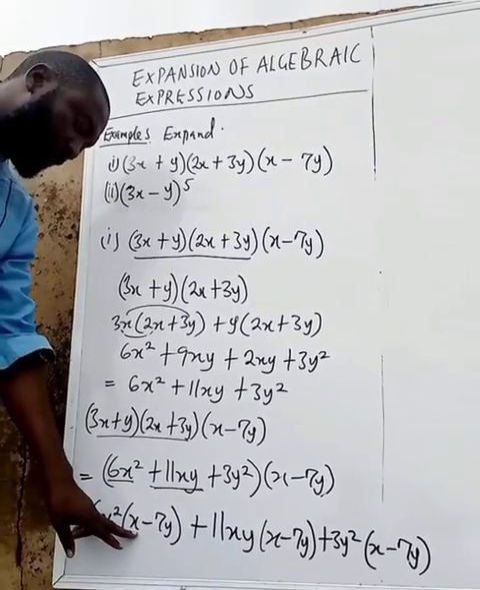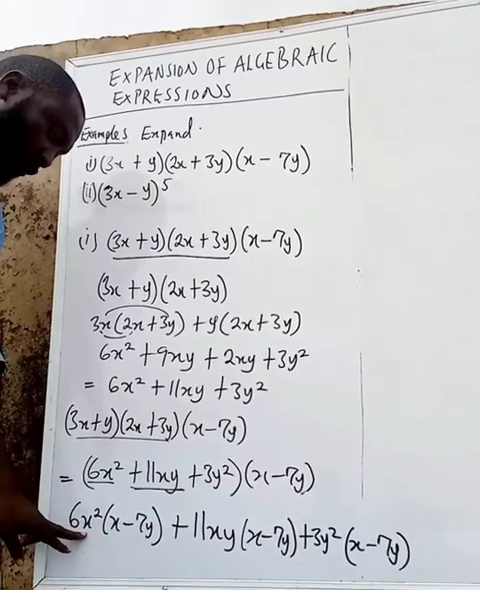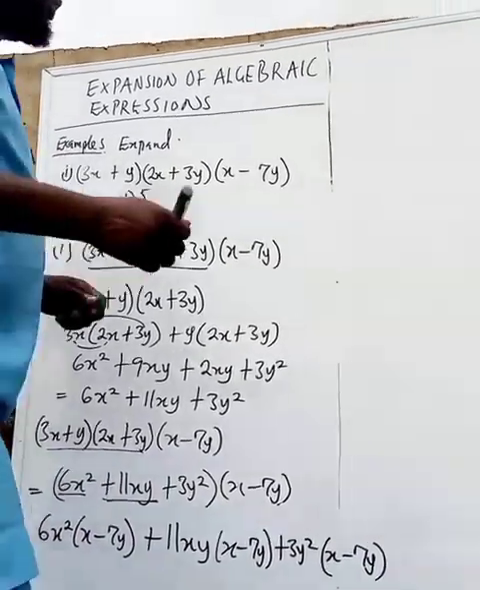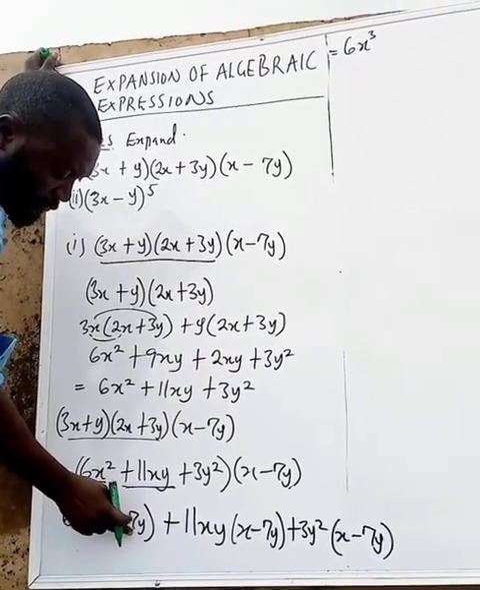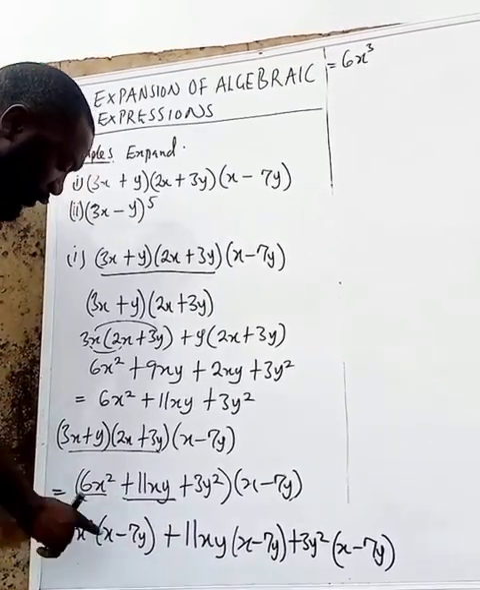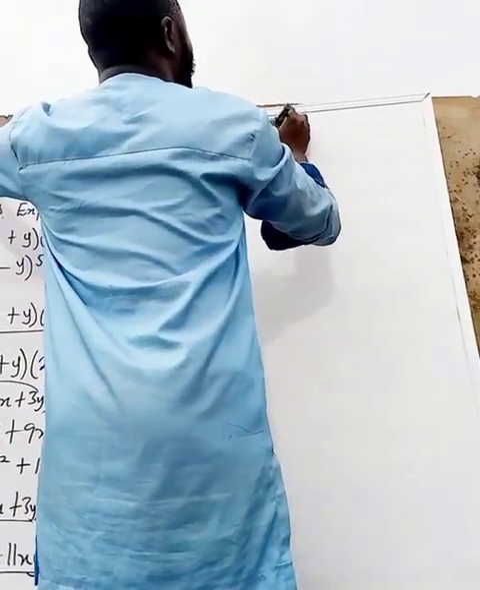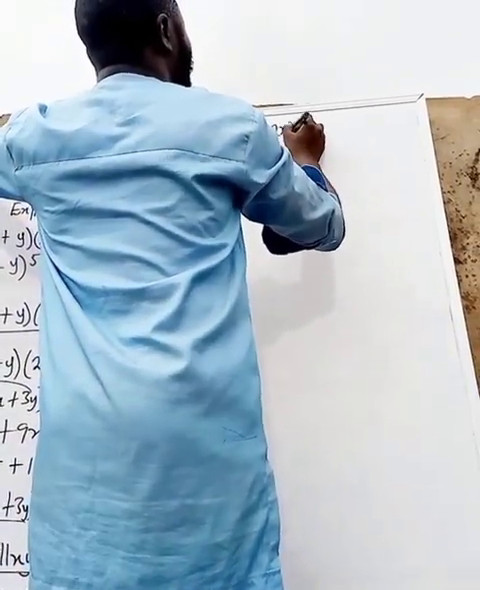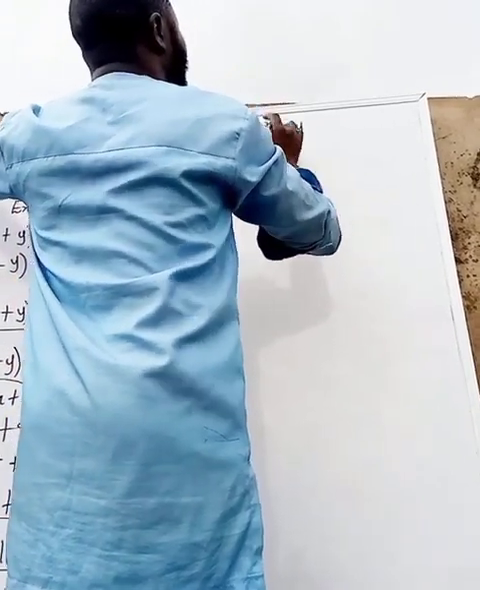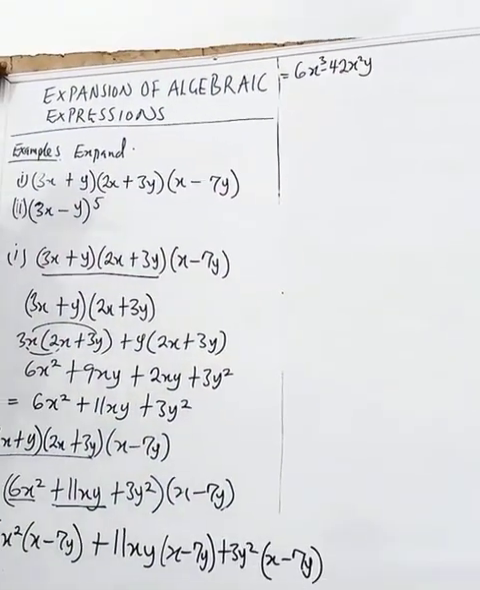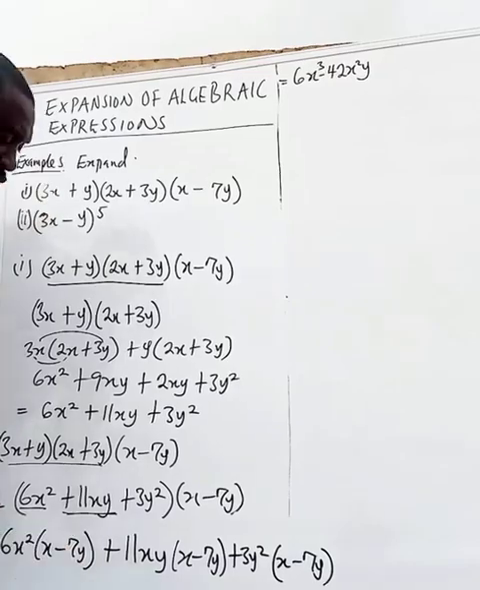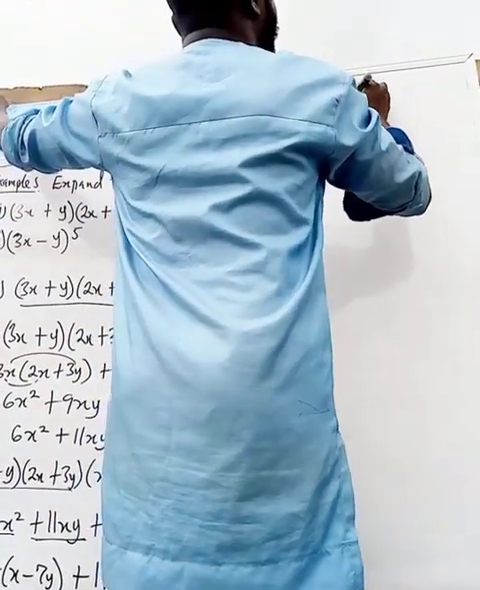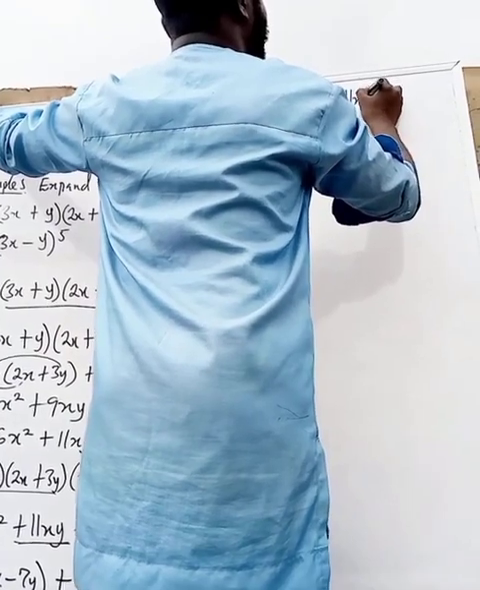6x squared multiplied by x. So here x squared multiplied by x, that is x to the power of 3. So we have 6x to the power of 3. 6x squared multiplied by negative 7y. So 6 times 7, that's 42, so negative 42x squared y. 11xy multiplied by x, so this becomes x squared, so that is plus 11x squared y.